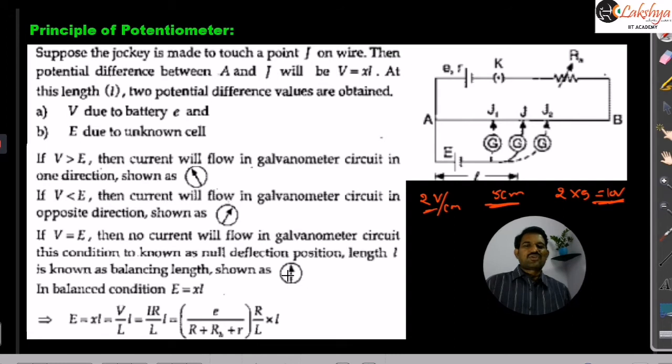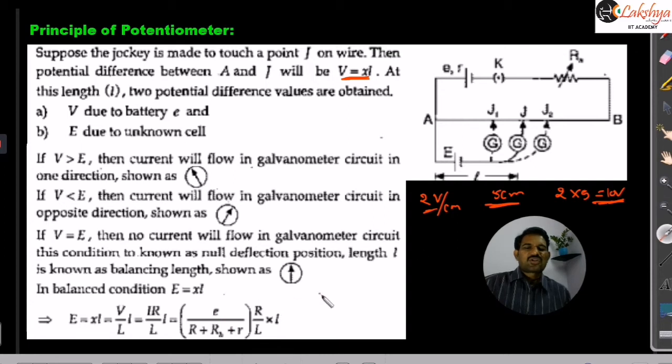So like that we need to write here. For 1 centimeter, we are taking the potential drop per unit length as X. Then for L centimeters, the potential difference between A and J must be equal to X into L, right? And that must be equal to the EMF of the cell here. So we are equating E equal to X into L. And you can substitute that X value by using our previous potential gradient expression. Then this is the EMF of the cell here.